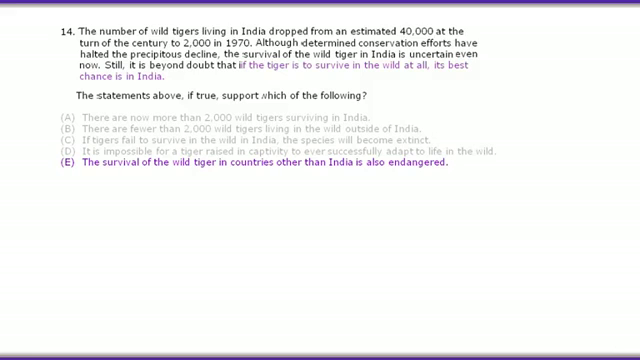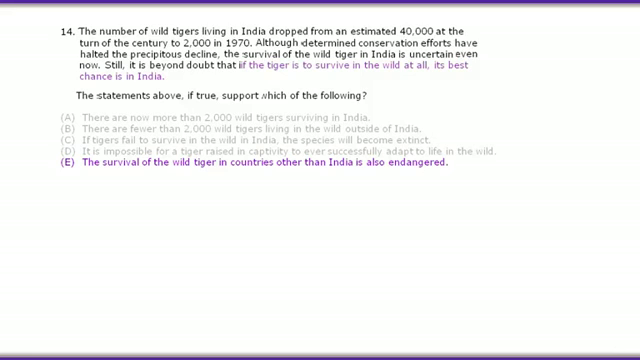The survival of the wild tiger in countries other than India is also endangered. Now, you might be asking yourself, isn't this choice outside the scope? How can the right answer refer to countries other than India? Well, take a look at the last sentence of the stimulus. It says, the best chance of the tiger to survive in the wild is in India. And the line before that says that the tiger's survival in India is in doubt.